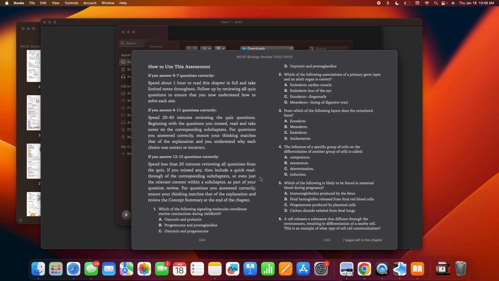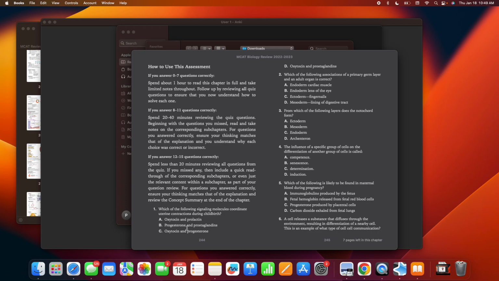Okay, question 1. Which of the following signaling molecules coordinate uterine contractions during childbirth? Okay, now we're talking about hormones, like signaling hormones and contracting the uterus during childbirth. We have oxytocin and prostaglandins, progesterone.